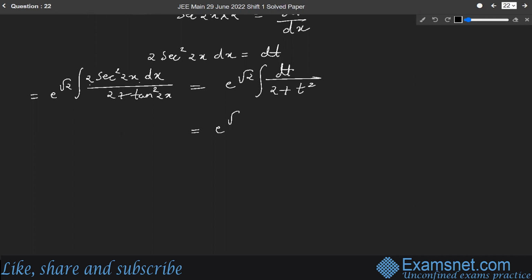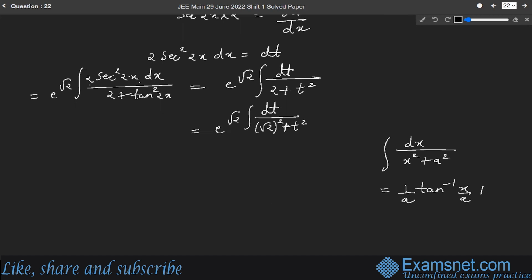It can be written as e power root 2 into integral of dt upon root 2 square plus t square. Now why have we written 2 as root 2 square? Just to make this integral in the form of dx upon x square plus a square. What is the formula for integral of dx upon x square plus a square? This is equal to 1 upon a into tan inverse x upon a plus c. This is the formula that we have to use here.